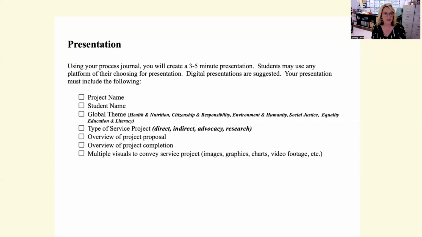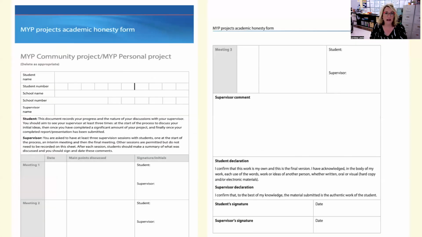Right now, presentations will be held during fourth quarter, and they will be presented during the homeroom period of our day. There is an academic honesty form. There will be a little bit of a further conversation about this particular piece of it, but you will notice that this is an official form from the IB, not something that we've created, and it is a requirement of the community project.